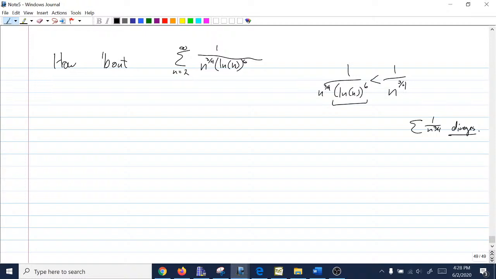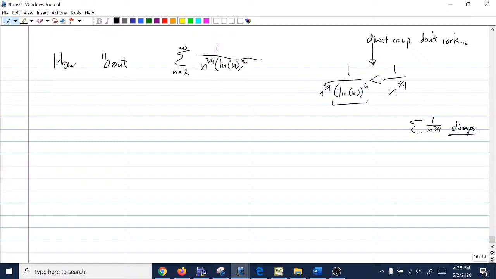Wait, so I expect this thing to diverge also. To show something diverges, I have to show that it's bigger than something that's infinite. I have that it's less than something that's infinite. So direct comparison won't work. If I'm hoping to show that this thing is infinite, then I'm hoping to show it's bigger than something that's infinite. And I don't have that. I am smaller than something that's infinite.